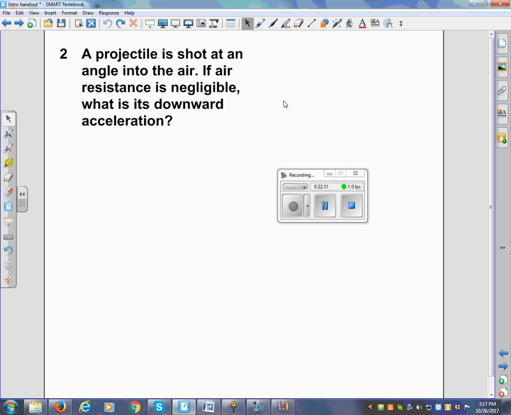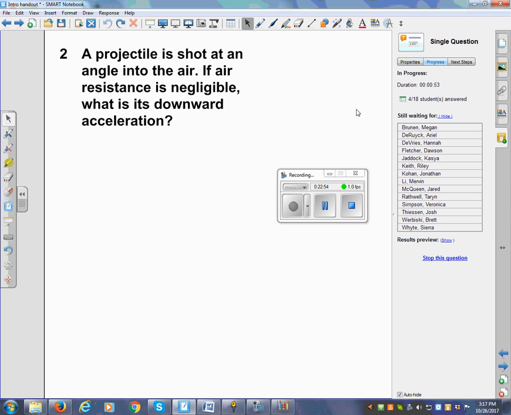A projectile is shot at an angle into the air, like this. If air resistance is negligible, what is the downward acceleration? The same as when you shot it up. I need a number. 9.8, isn't it? I don't know. I need a number. Yes, you do know. You just don't realize it. Stop worrying about being wrong. Go with your gut.